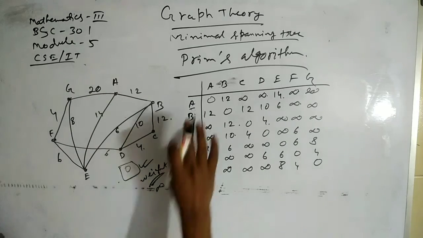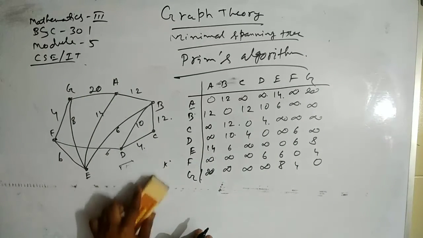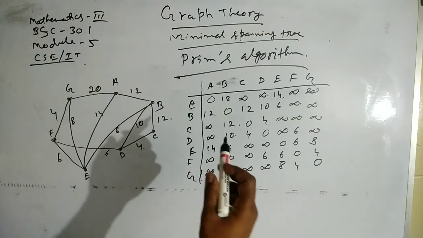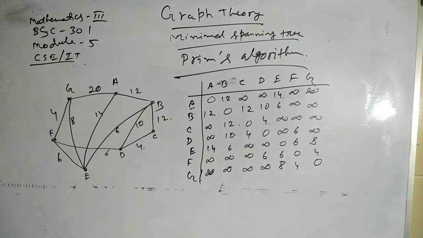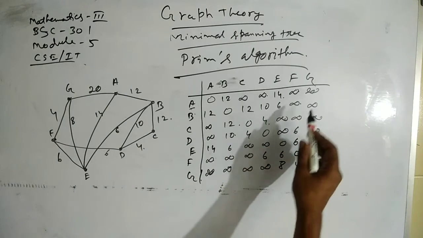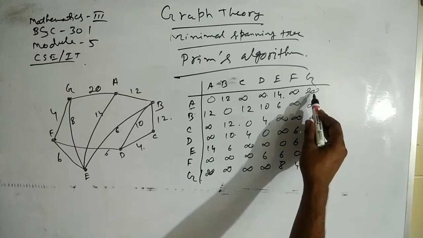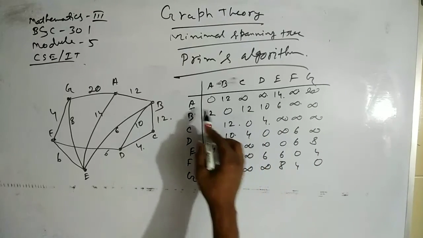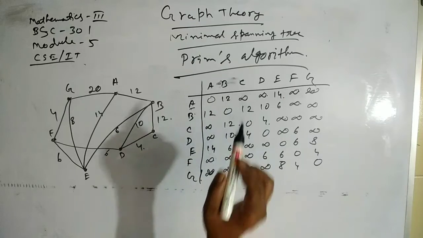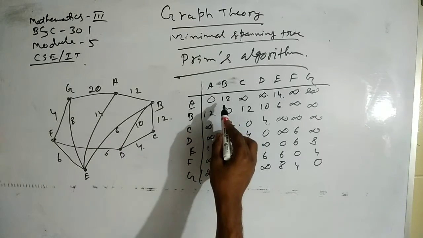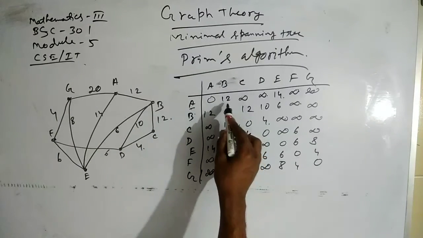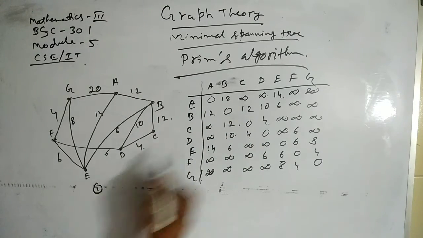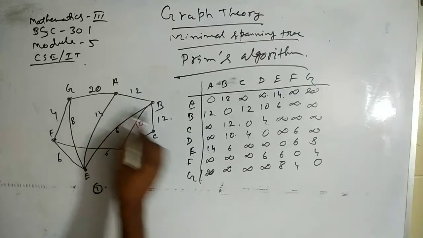You have to start from the vertex A, step 1. You have to start from the vertex A and choose the minimum weight in that vertex. Now what is the minimum? This is 20, A to G 20. Choose the minimum weight. What is the minimum here? 12 is minimum. So A to B. In step 1 choose the minimum weight and draw that edge. So step number 1, AB. So we are drawing AB.